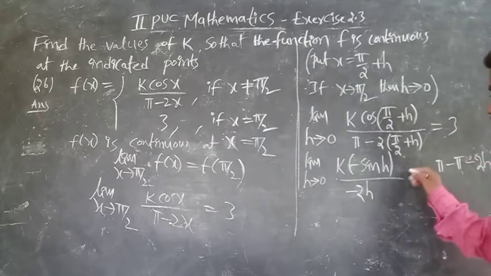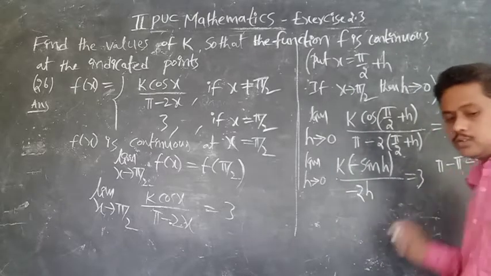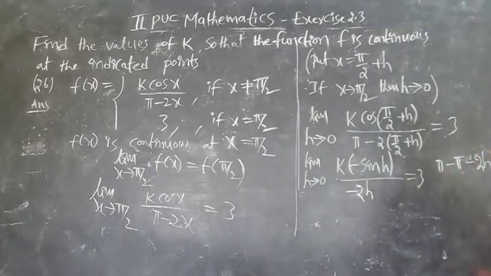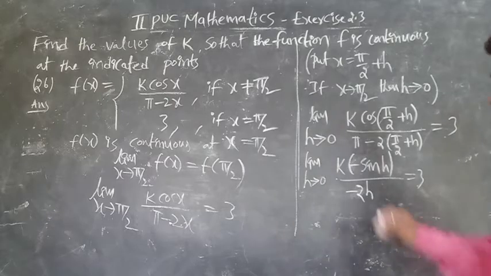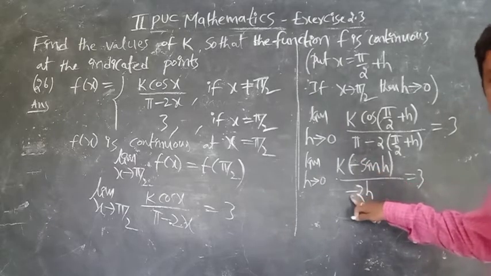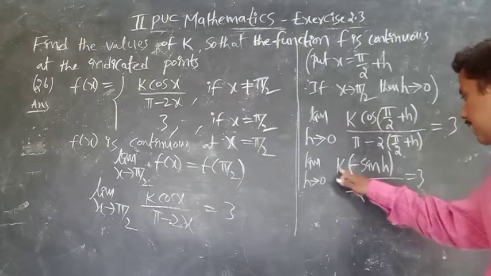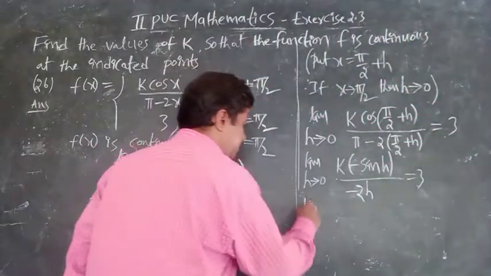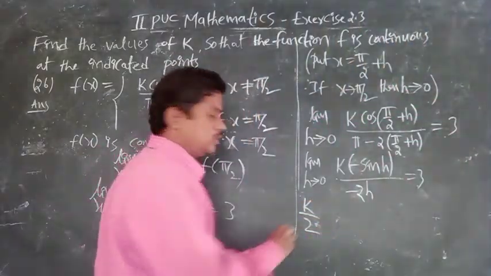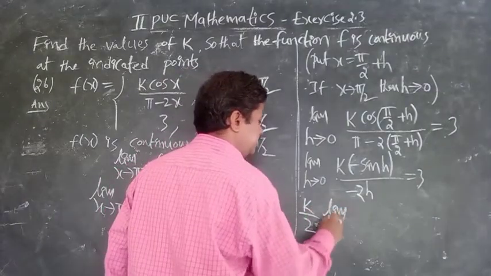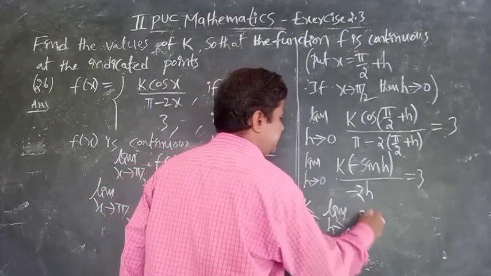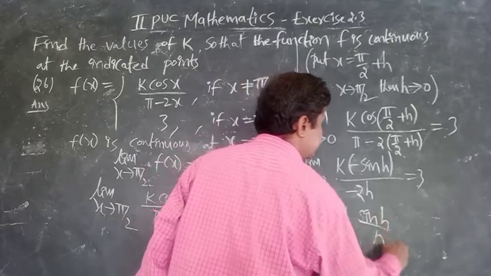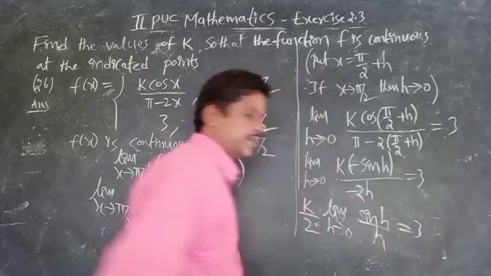Minus 2h is equal to 3. Okay, so this one. Here this minus minus will cancel now. It cancels, it cancels. K by 2, don't take a common factor. K by 2 into limit h tends to 0 sin h by h is equal to 3.